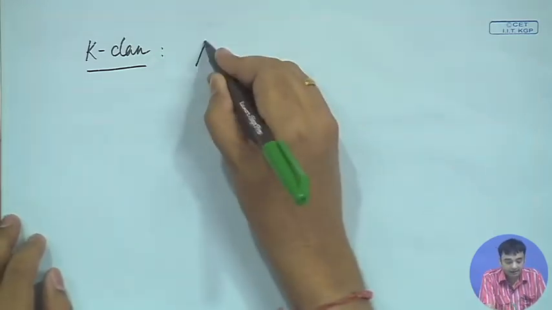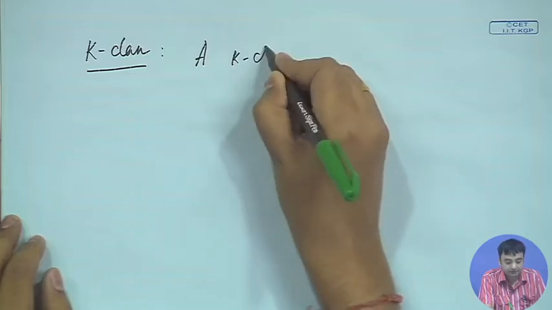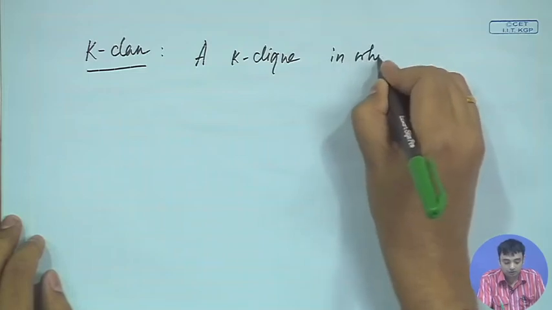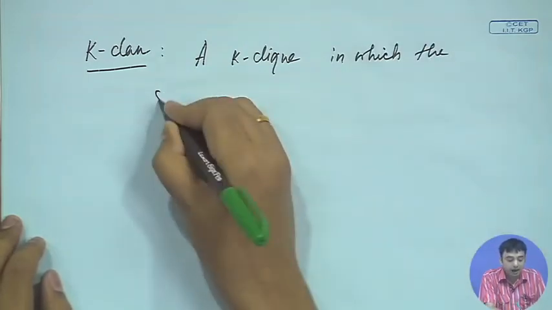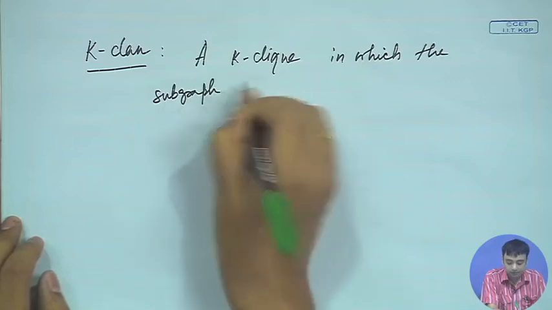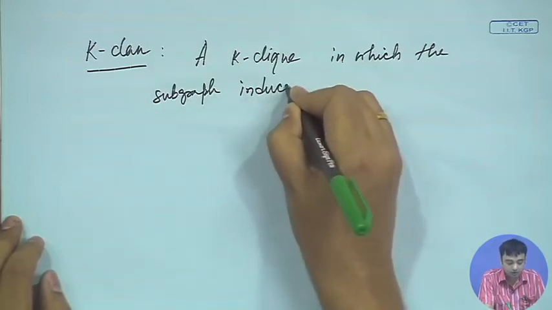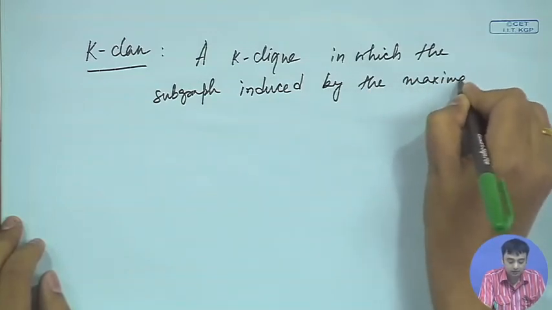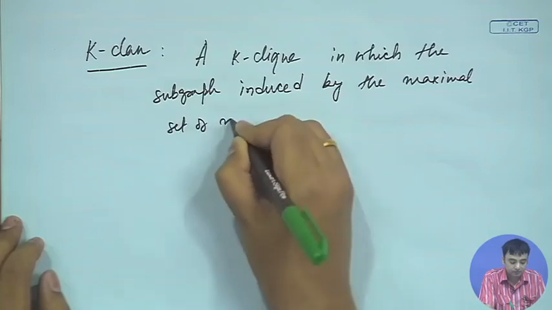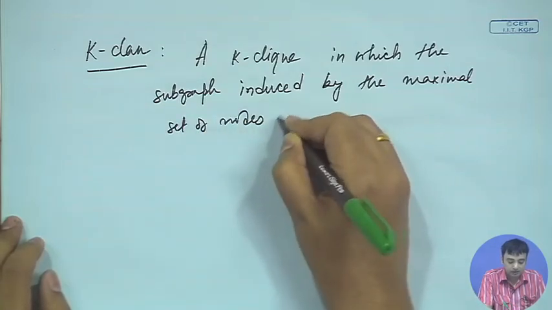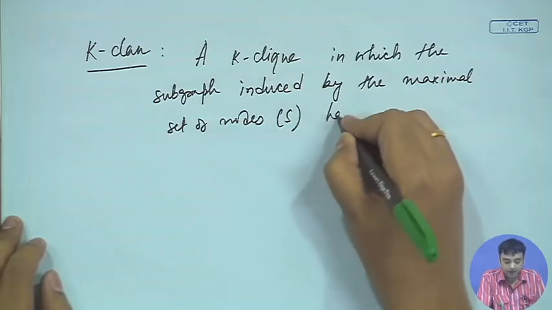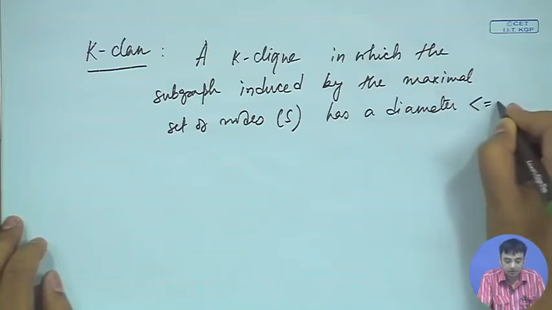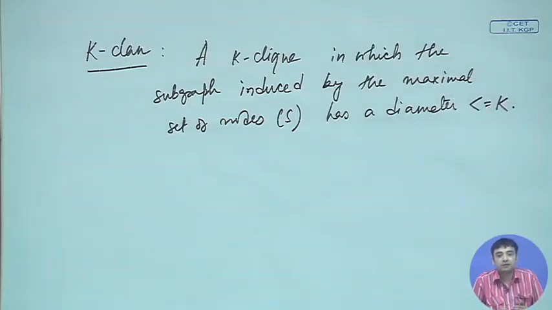Now, a K-clan is nothing but a K-clique, so it is also a K-clique in which the subgraph induced by the maximal set of nodes, say S, has a diameter less than or equal to K. So, see the difference in the definition.